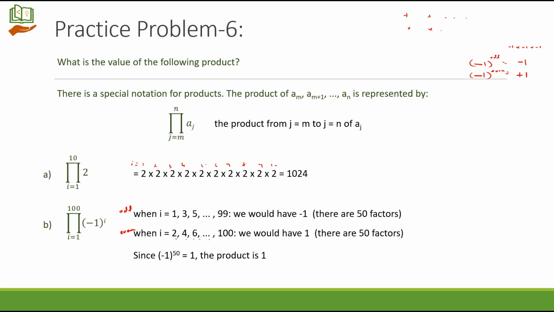There are 50 numbers that will give you plus 1. You need not go this way. You know an even power is going to give you plus 1. So minus 1 to the whole power 100 is actually an even power. This will give you plus 1. So the product is 1 for this particular sub problem.